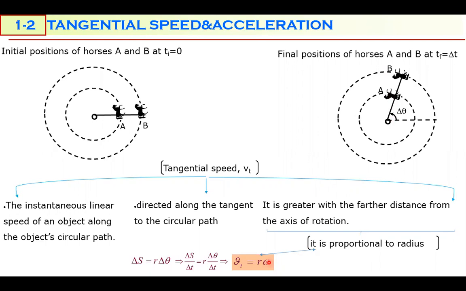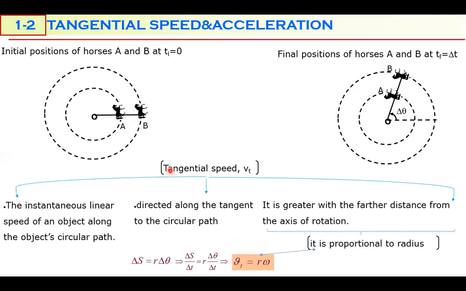In these types of comparisons, always one quantity must be kept constant to compare the other two. What is kept constant here? Omega. Why kept constant? Because it's a rigid object. So for a rigid object, omega is constant for every point. Then you can compare how r and vt change. As r increases, vt increases. This is how we define tangential speed.